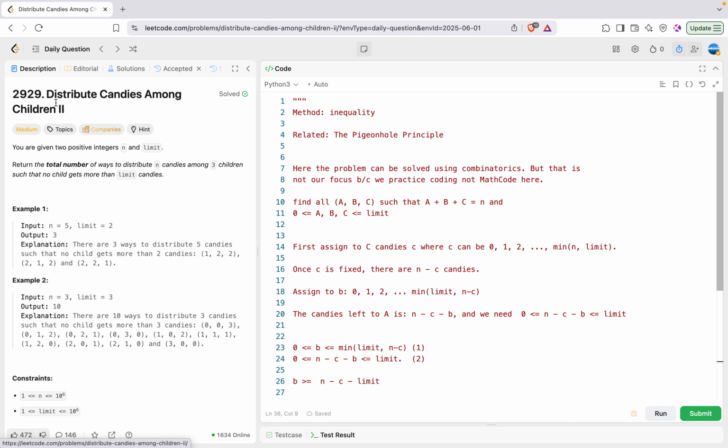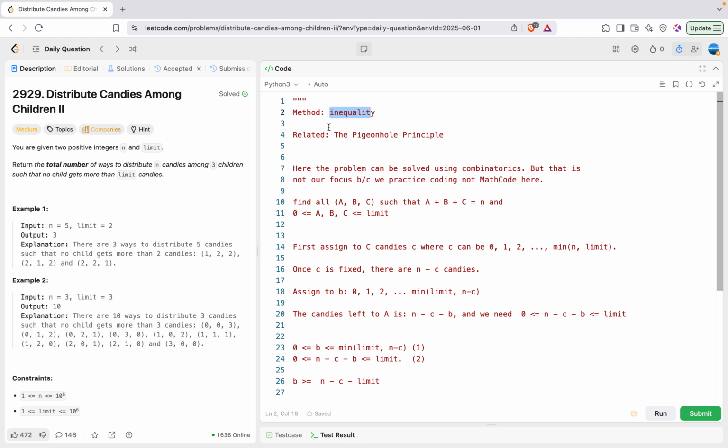Let's have a look at problem 2929, Distribute Candies Among Children 2. In this video, we are going to solve the problem using inequality. Here the inequality means mathematical inequality.